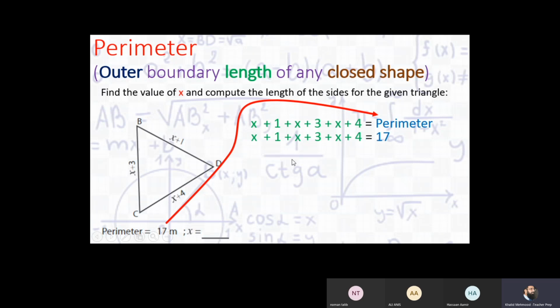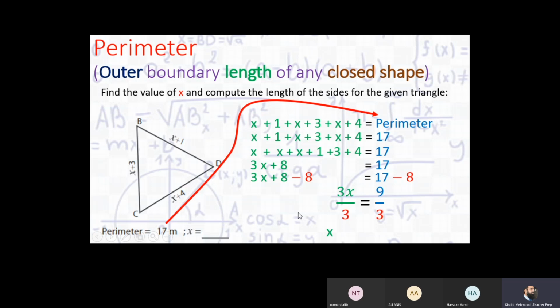Now rearranging, variables on one side and numbers on the other side, we group them: x plus x plus x and plus 1 plus 3 plus 4. Then x plus x plus x will become 3x, and 1 plus 3 plus 4 will become 8. So 3x plus 8 is equal to 17, but we don't need this 8, so we subtract 8, and to keep it balanced, minus 8 on the other side, and we solve this and get the value of x.